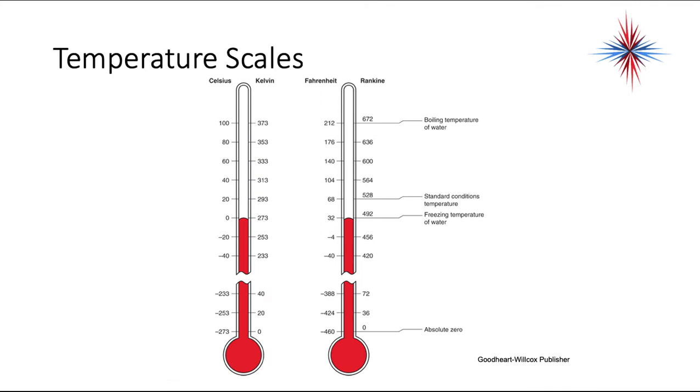So when we take a look at the different temperature scales, you'll see that Celsius and Kelvin go together. 0 degrees Celsius is 273 degree Kelvin. 32 degree Fahrenheit, which is freezing of water, is 492 degrees Rankine. Our standard condition for temperature is 68 degrees Fahrenheit, which is 528 Rankine, 293 Kelvin, and 20 Celsius.